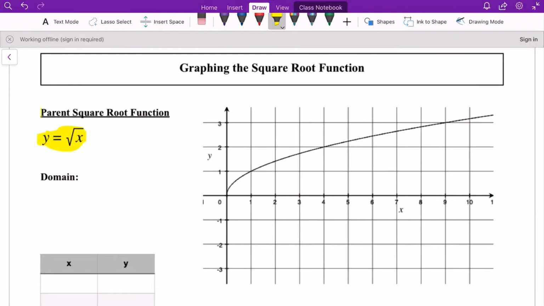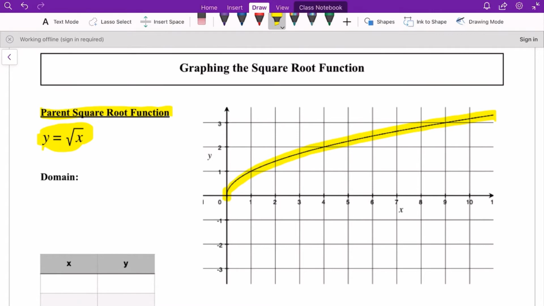If you look at the function I have over here, y equals the square root of x, you can see that's the parent square root function. And all the varieties of this type of graph will come from this function. This is the original function. And as you can see over here, the graph has this swooping pattern. It's going to have a starting point, but it will not have an end point.